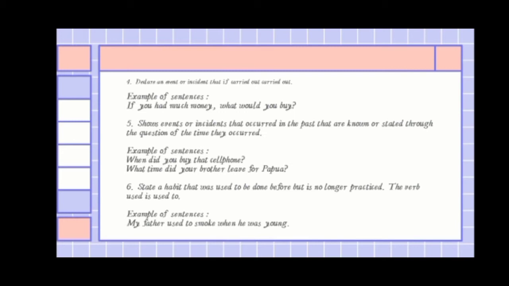Sixth, to state a habit that was done before but is no longer practiced. The verb used is used to. Example sentence: My father used to smoke when he was young. Thank you. Back to the moderator.